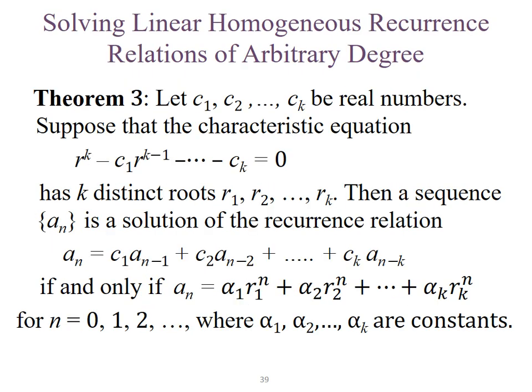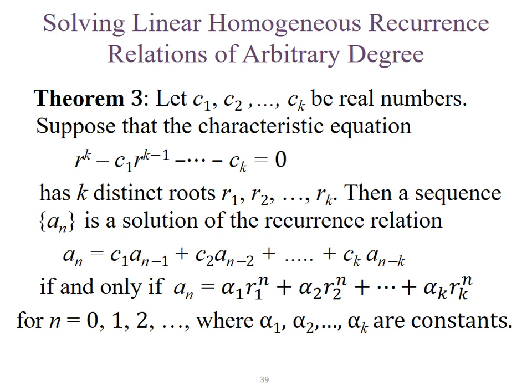All right, next we will come to the general form of the previous two cases, because we only considered the previous two terms, which means a recurrence relation of degree 2. Now we go to theorem 3. If we have the previous k terms, then our characteristic equation becomes r to the power k minus c1 times r to the power k minus 1 minus and so on, equals 0.